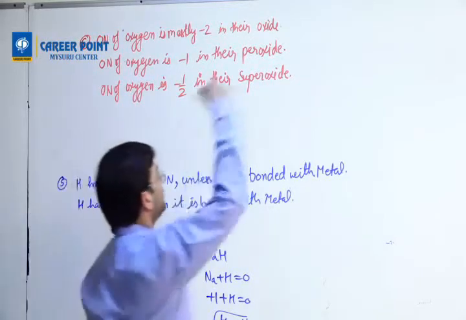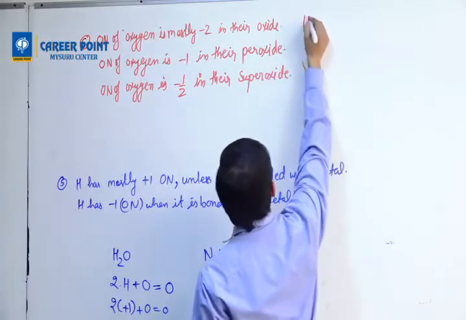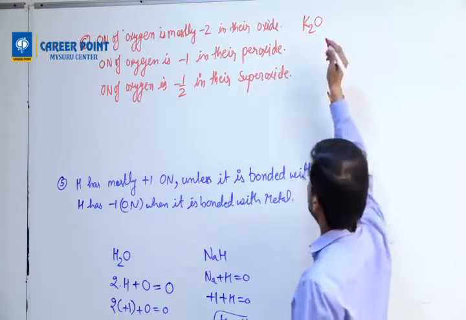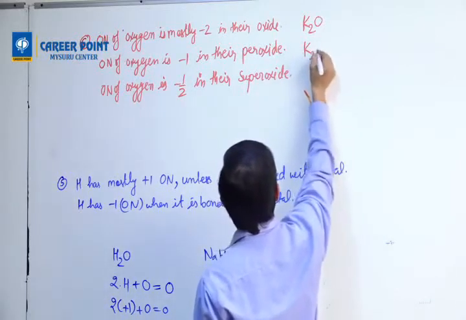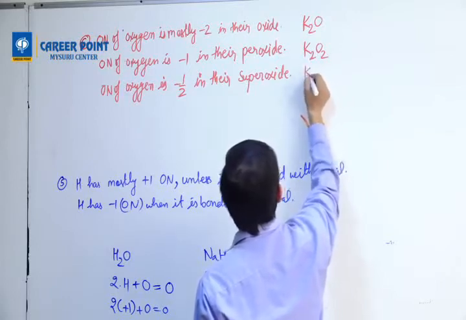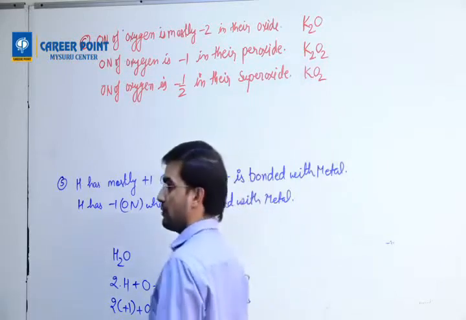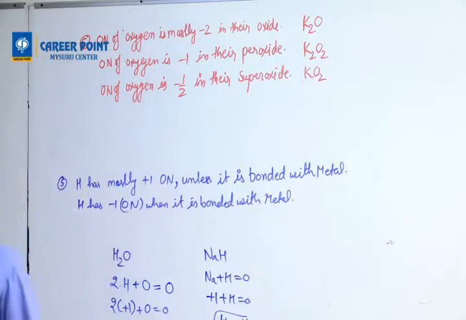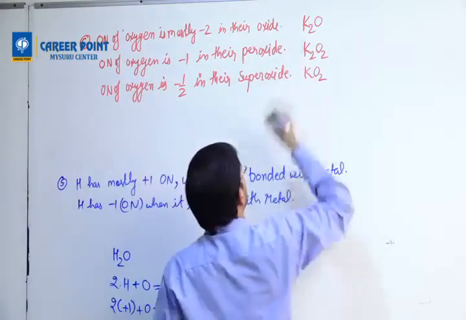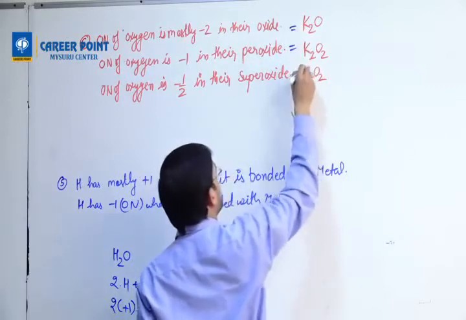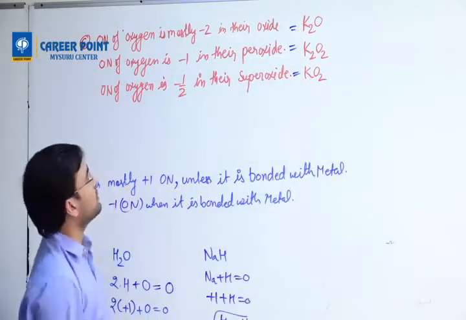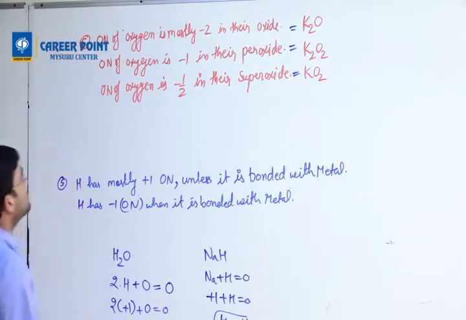Examples also we can do. If you write K2O, K2O2, and then you write KO2. These are the examples of oxide. First one is oxide, second one is peroxide, third one is superoxide. You can calculate and verify it also. Okay, so that is for sixth.